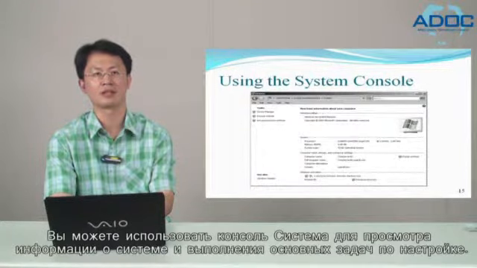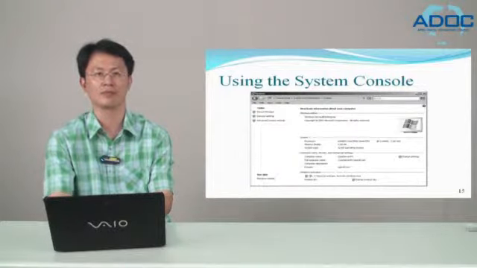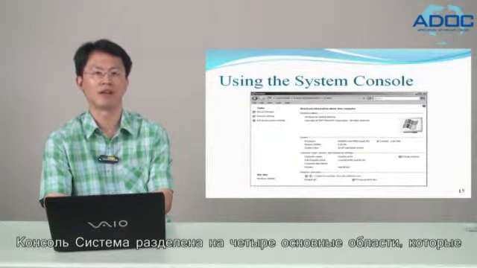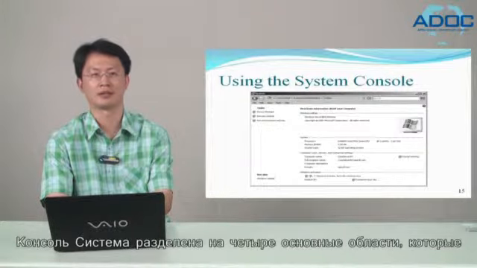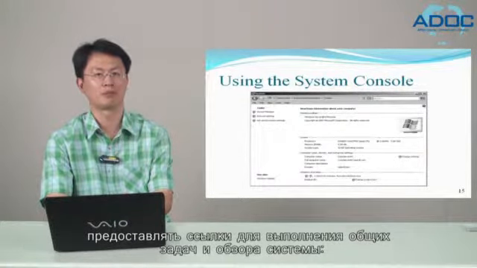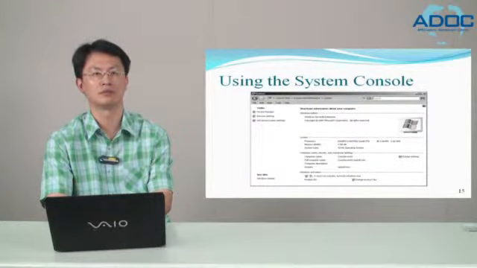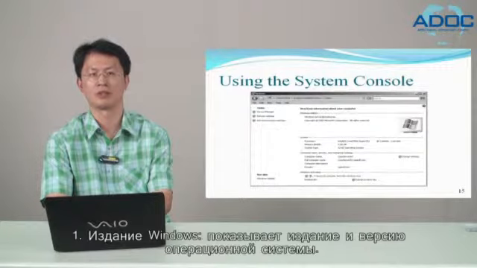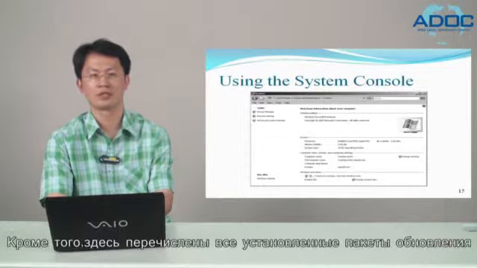You use the System Console to view system information and perform basic configuration tasks. The System Console is divided into 4 basic areas that provide links for performing common tasks and a system overview. First, Windows Edition shows the operating system edition and version. In addition, it lists any server service pack that you have applied.